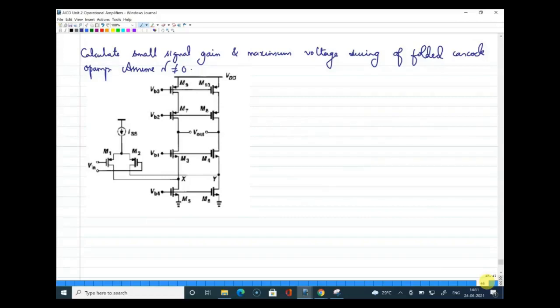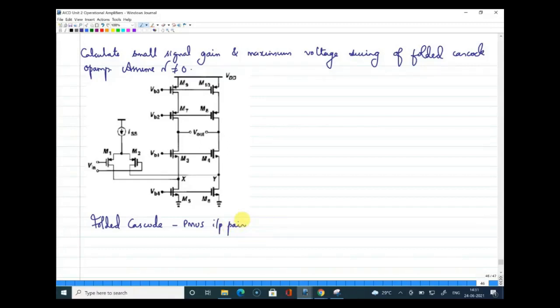Aditya N, are you there? Yes, sir. Can you tell me what circuit diagram you are seeing on the screen now? Sir, there's a folded cascode here. Yes, it's a folded cascode with an input PMOS pair. Very good, Aditya. So this is a folded cascode with a PMOS input pair. Right, now the question is you need to find the small signal gain and maximum voltage swing of this circuit.